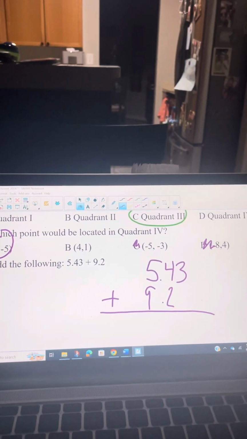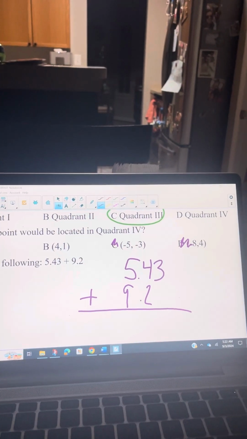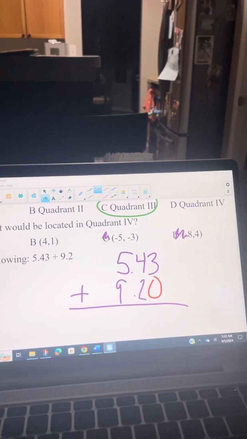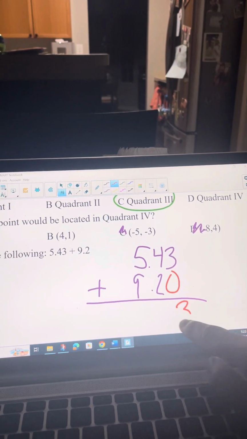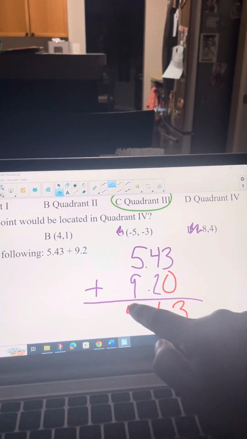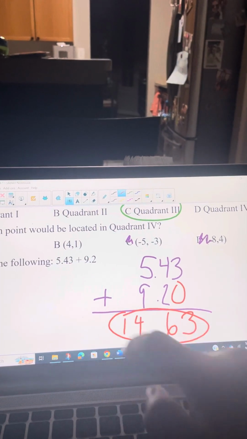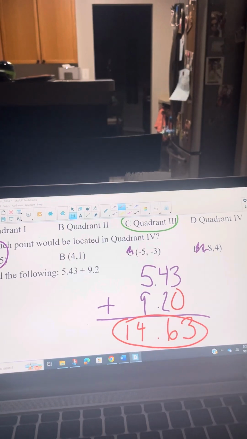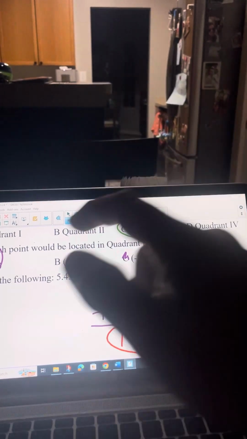Now, when you add decimals, or subtract for that matter, anytime you have a blank, you could fill a 0 in to make it easier. Then you simply add down the columns. 3, 6, decimal, 14, 14.63.